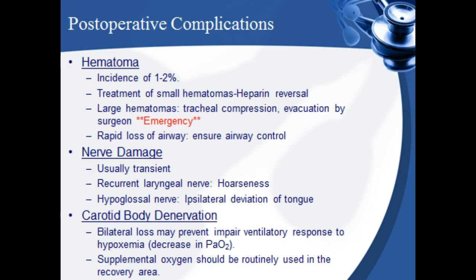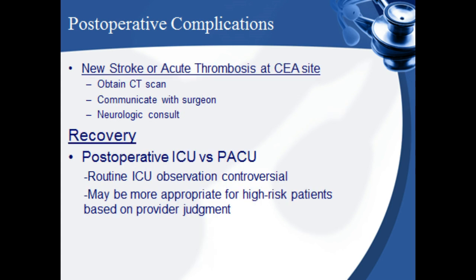Under carotid body denervation, unilateral loss of carotid body function is unlikely to be significant, whereas bilateral loss may prevent or impair ventilatory response to hypoxemia. Supplemental oxygen should be routinely used in the recovery area. If the patient manifests symptoms of a new stroke or you suspect an acute thrombosis at the surgery site, you need to obtain a CT scan, communicate with the surgeon, and obtain a neurologic consult.